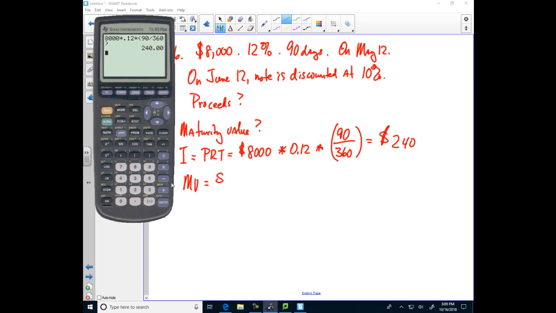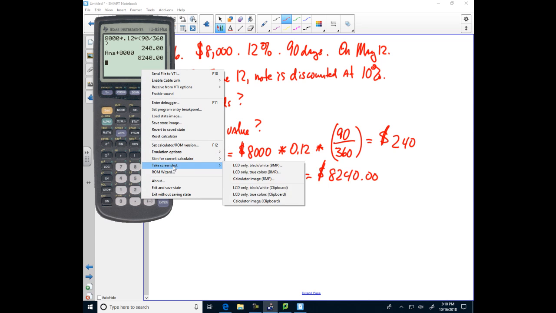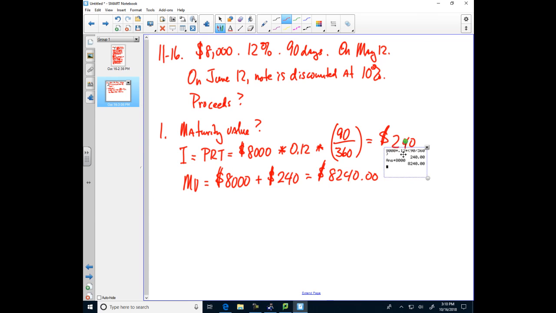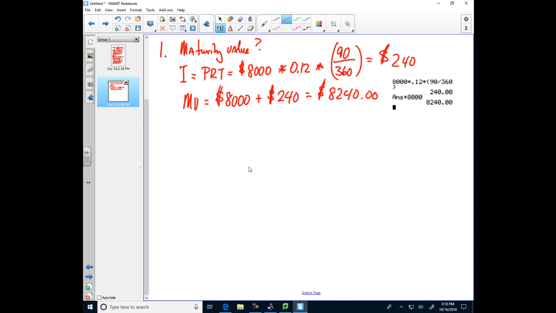So the maturity value is 8,000, which is the principal, plus the 240, isn't it? So I'm going to add 8,000 to that. So did everybody agree here that the maturity value is 8420? 8240? Yeah, 8240. I'm just checking y'all out, see if you're paying attention. Get tired too, aren't you? All right, everybody okay with that?